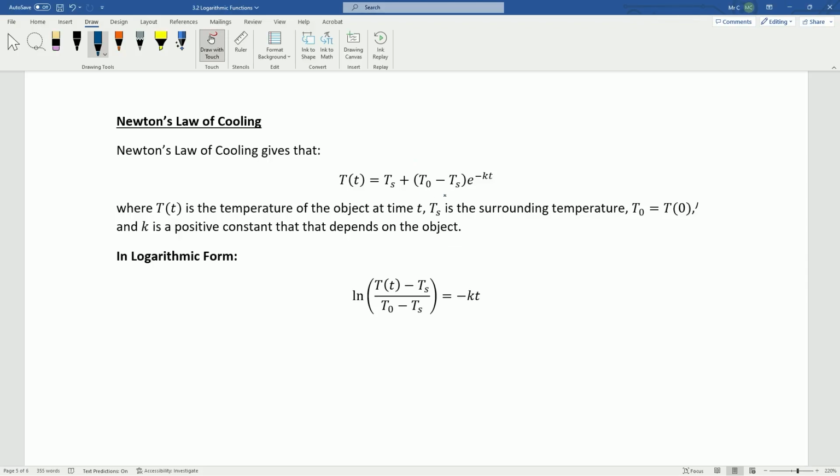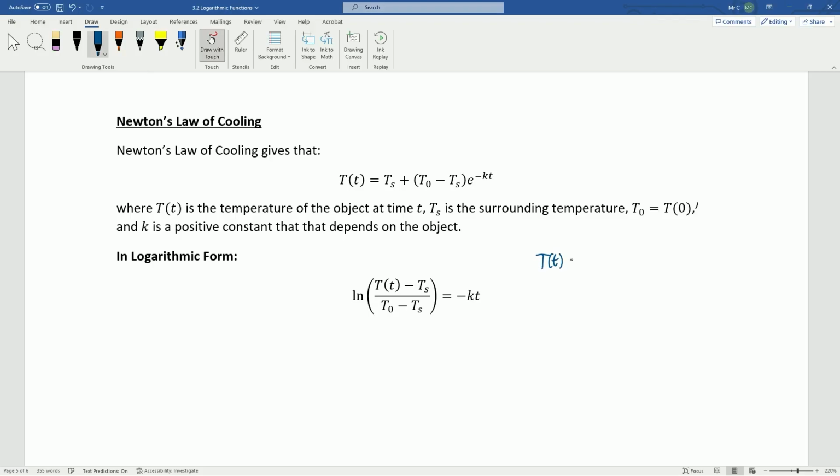Now, we've rewritten this law below here in logarithmic form, which says that the natural log of (T(t) minus Ts) over (T naught minus Ts) equals negative kt. Now, you don't necessarily need to memorize both of these. In particular, if you know one, then the other will follow very easily. So what do I mean by that?